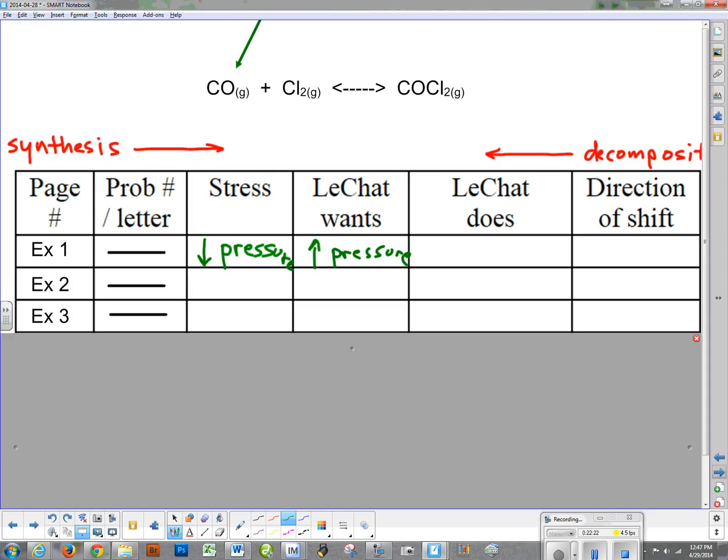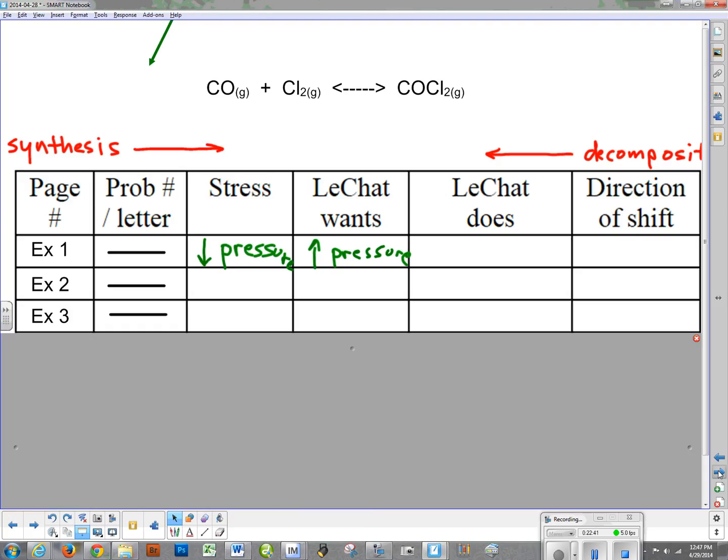To get the pressure up, what he does is he goes to the side with more moles. Well, let's add up the moles on the left side. For getting the moles, we have to look at the coefficients. Now, coefficients on all these guys are 1. So let's add up the coefficients on the left side.